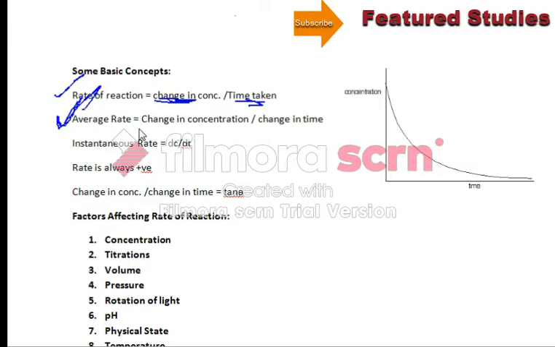For the average rate, we have to use change in concentration by change in time. But here is the time taken, right?